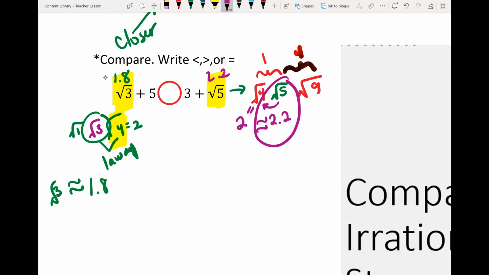Now if I take a calculator, and you won't be having a calculator during this section. If you think about money, if I have $5 and $1.80, this would equal a total of $6.80. Now if I have $3 and $2.20, this would equal $5.20. We know for sure that the square root of 3 plus 5 should be greater than 3 plus the square root of 5.